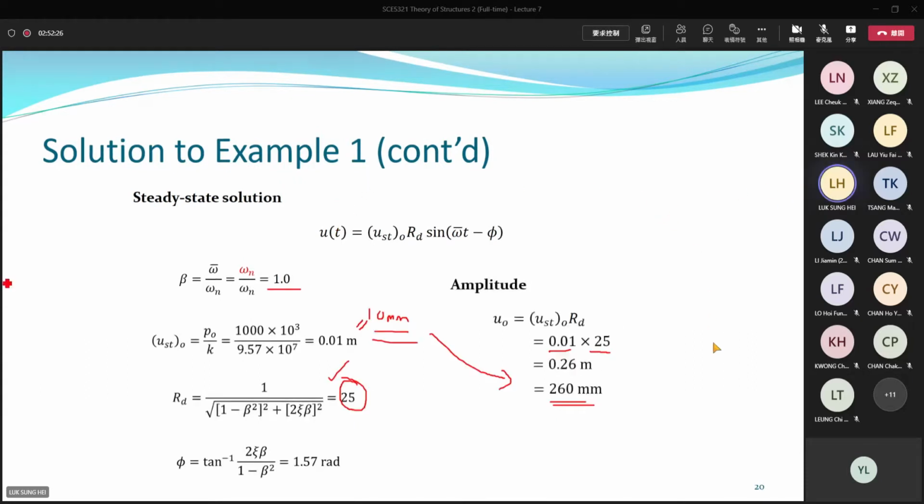I just want to let you know that for a dynamic system, the response does not only depend on the force amplitude. In this question, the force amplitude remains the same, 1000. But you can see that if you change the loading frequency, or the frequency ratio, the response amplitude also changes.